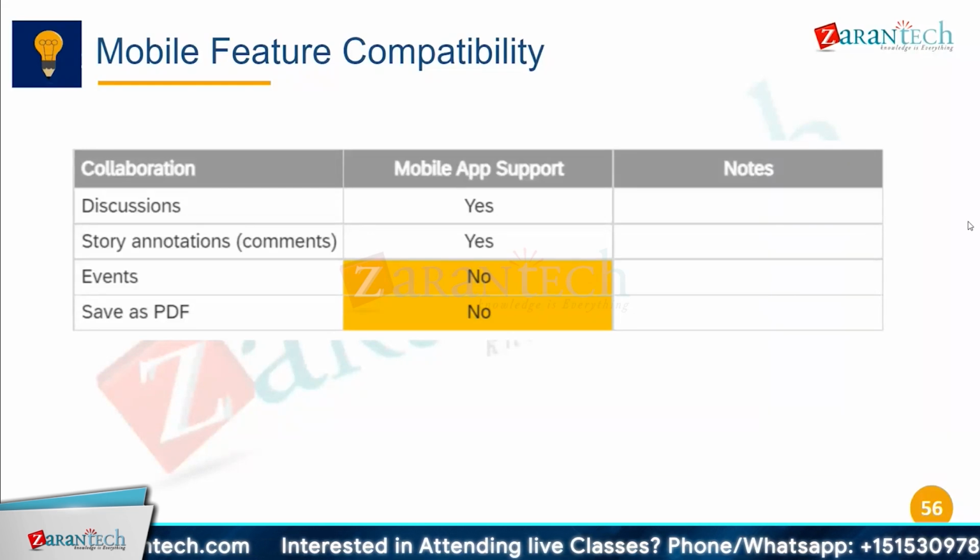Then saving as a PDF is also not available in mobile. So if you have seen in the story options, we have export as PDF or PPT or Google Slides. All those options were available in the web page, but in the mobile app you will not be able to do that export. So that is with respect to the different features that are available for usage and the feature compatibility of different types of features that are available in SAC.